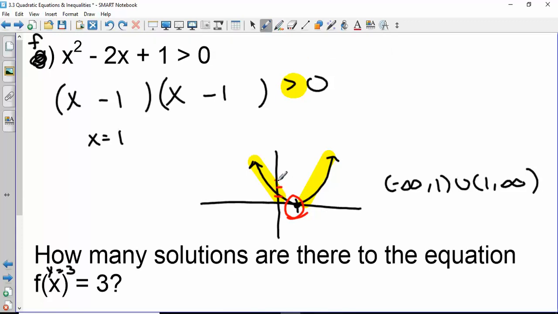Y equals 0 is here. Y equals 3 would be up here. How many times would that hit the graph? 2. So how many solutions would there be? 2. How many solutions would there be to f of x equals 0? How many times does it equal 0? Once. What if I said f of x equals negative 2? 0. It's never equal to negative 2.